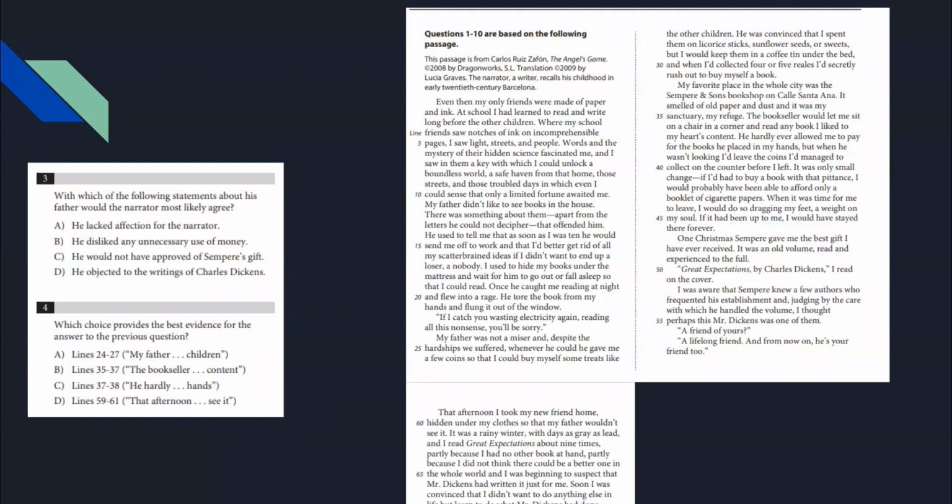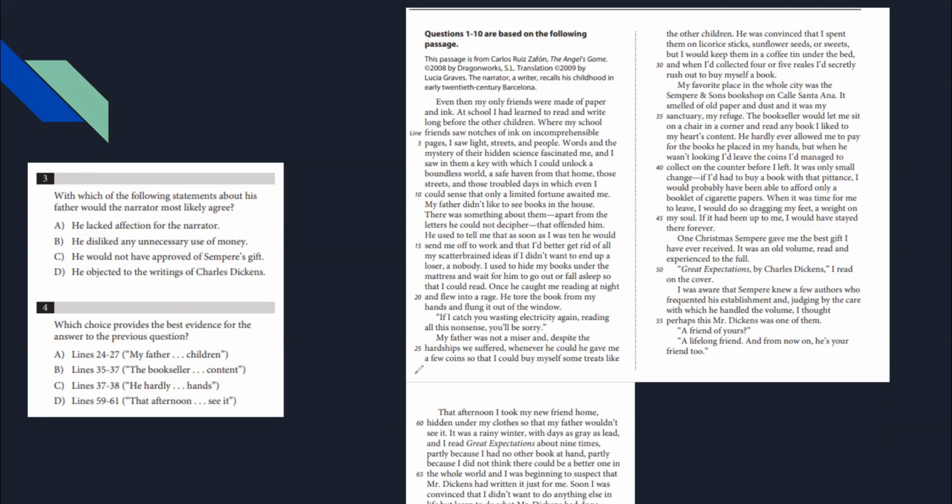This is from SAT Practice Test 8, and I'll link that down below. So let's try to do this problem. I'll change my color to something more vibrant, probably red. The first thing you have to do is mark all the quotes: lines 24 to 27, 35 to 37, 37 to 38, and 59 to 61. Just do it, as it makes your life easier.